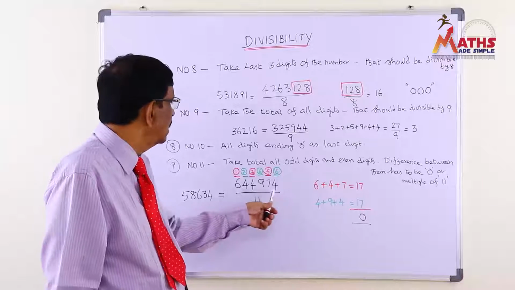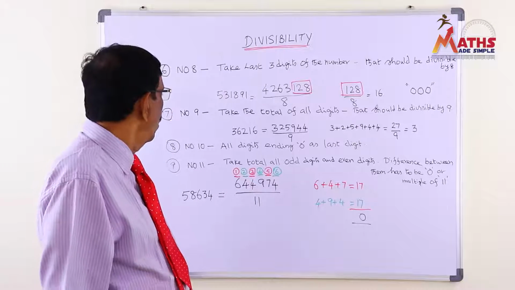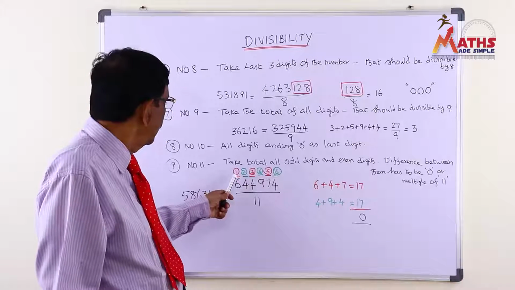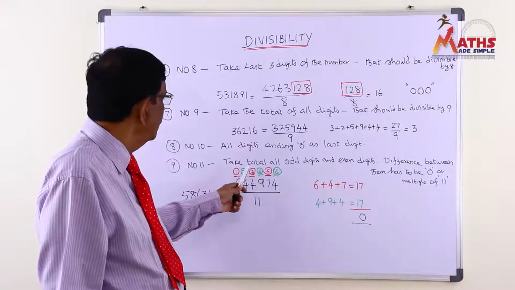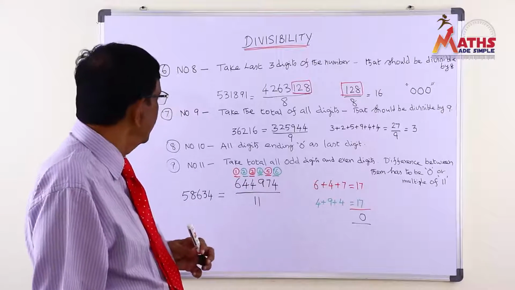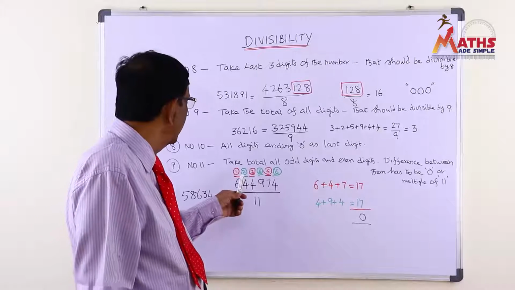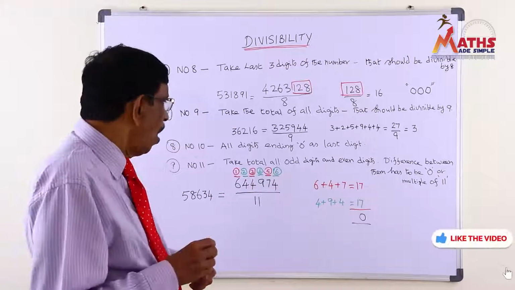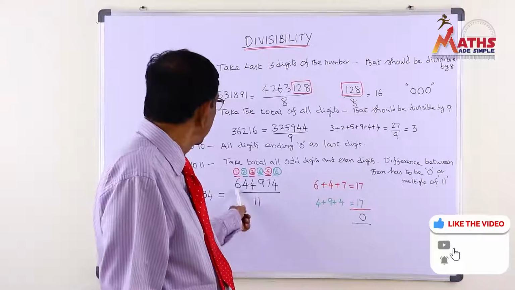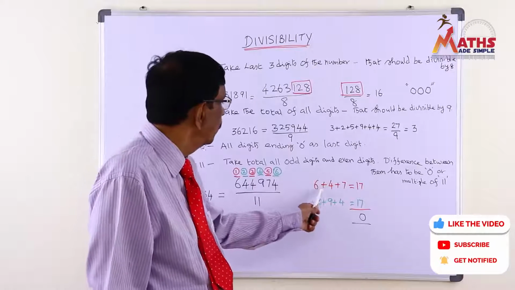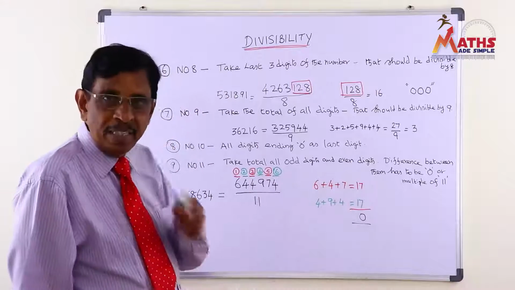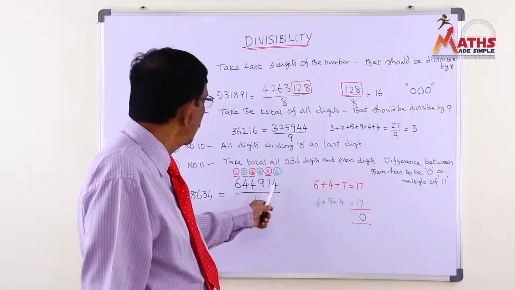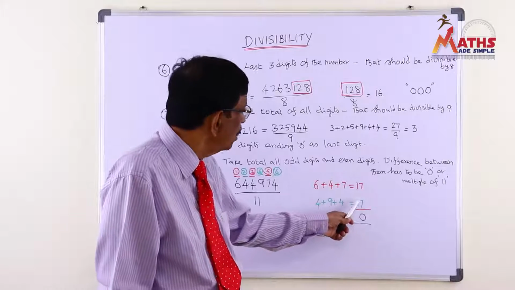Now for this problem, let us see how exactly it is working out. All the odd position digits I am underlining in red ink and marking as first digit, third digit and fifth digit. The even position digits are marked in green, as second digit, fourth digit and sixth digit. So the odd digit total, when I take it, is 6 plus 4 plus 7, which is 17. Now, let me take the total of even digits. It is 4 plus 9 plus 4, that is also 17.